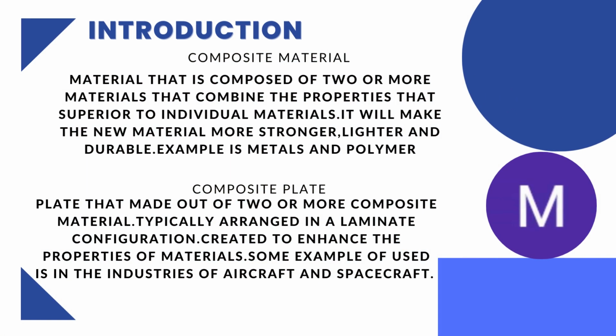For the introduction, first we introduce the composite material. It is a material that is composed of two or more materials that combine properties superior to the individual materials. It will make the new material stronger, lighter, and more durable. An example is metals and polymer.